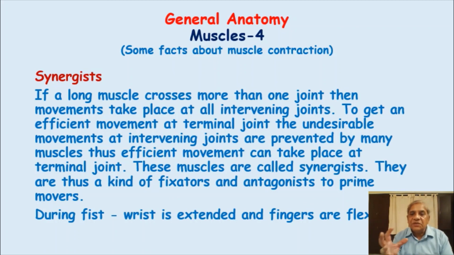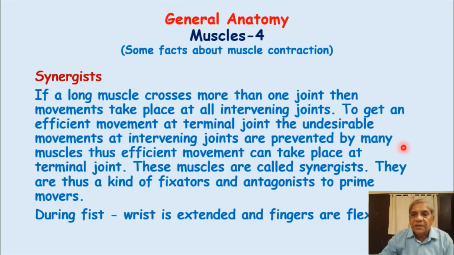So these muscles, which fix the wrist in a slightly extended position so that your fist is a very strong fist, are called synergist muscles. During fist formation, the wrist is extended and the fingers are flexed. So this is another group of muscles acting to produce a desired movement. It is not just the flexion of the long tendons crossing in front of the fingers and you are just flexing the fingers.